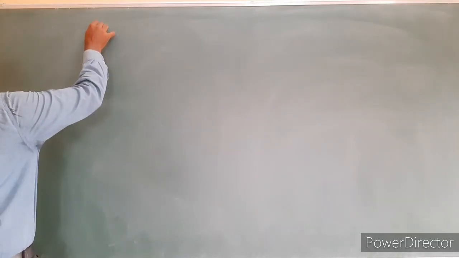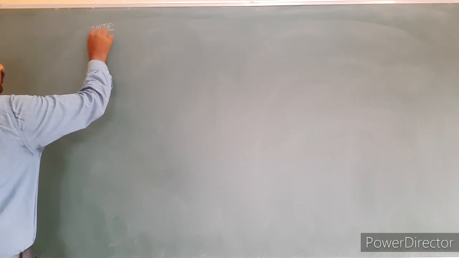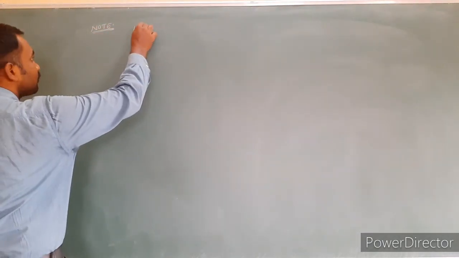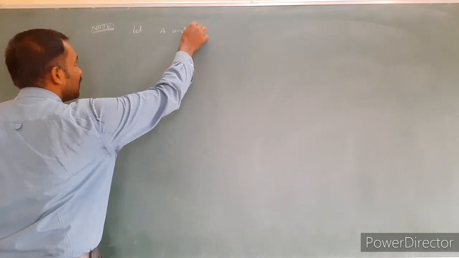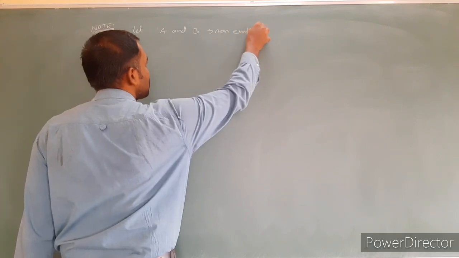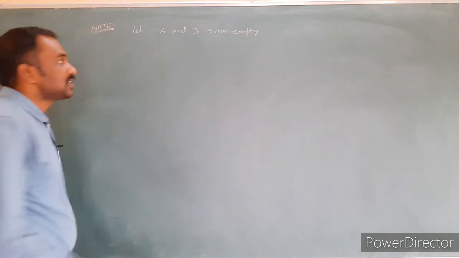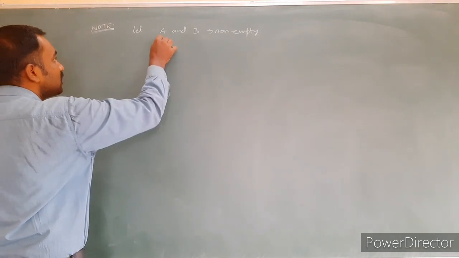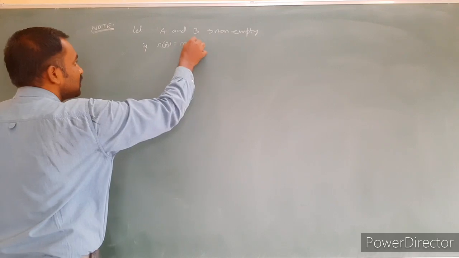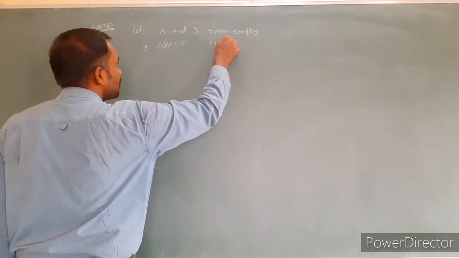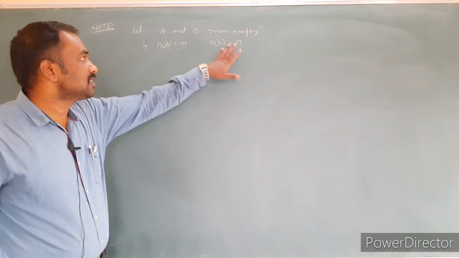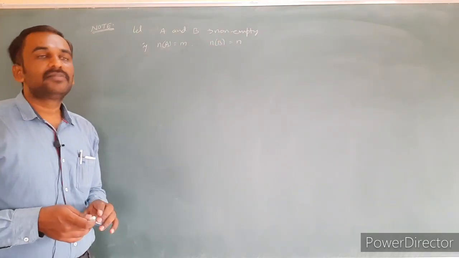Here the problems are over. Now here is one very important note for the 1 mark section. They will ask: let A and B be any two non-empty sets. Suppose n of A, the number of elements of set A, is m, and set B contains n elements.